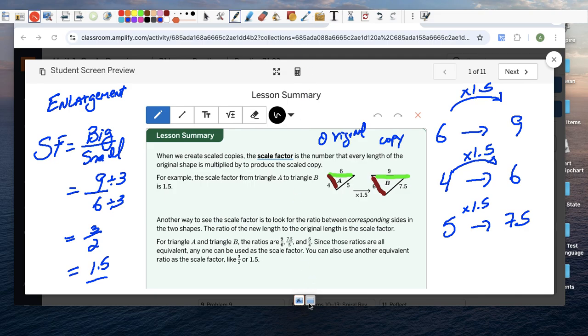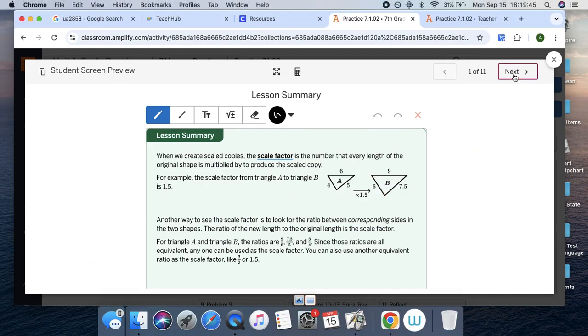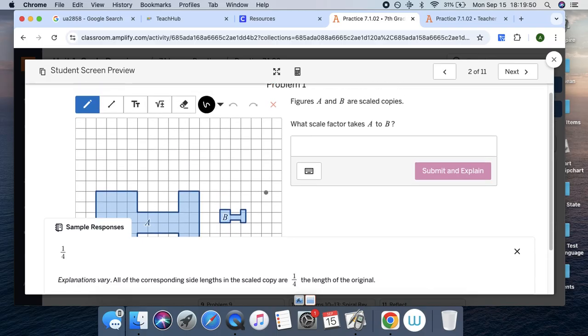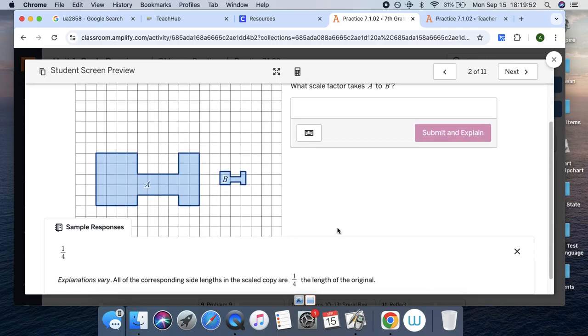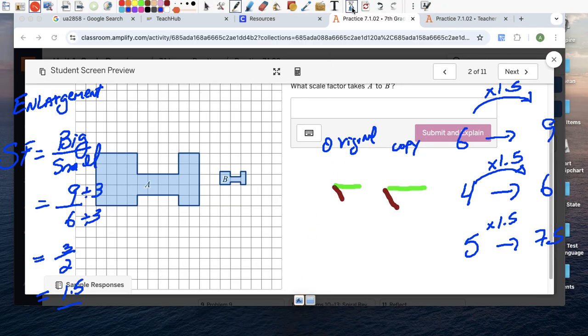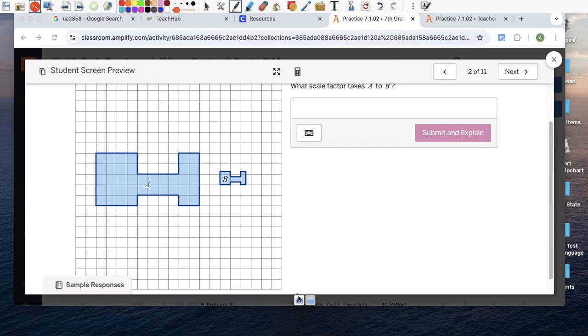Okay. Let's go to the second problem here. The second problem says figure A and B are scale copies. So they're telling us it's a scale copy. If it's a scale copy, then the shape stays the same, and each of the sides here was multiplied by the same scale factor.